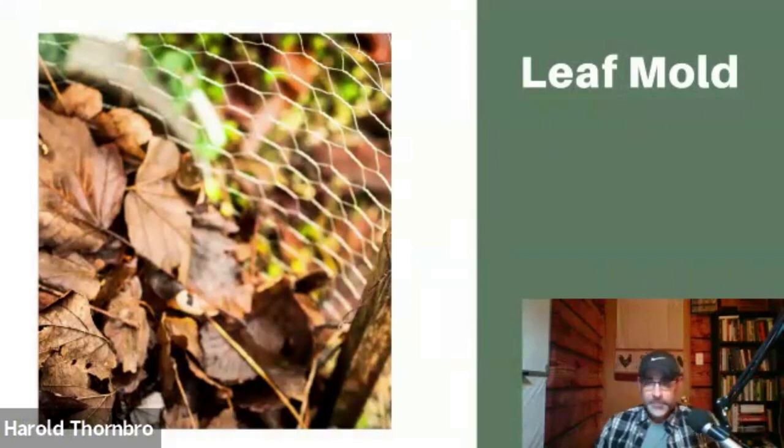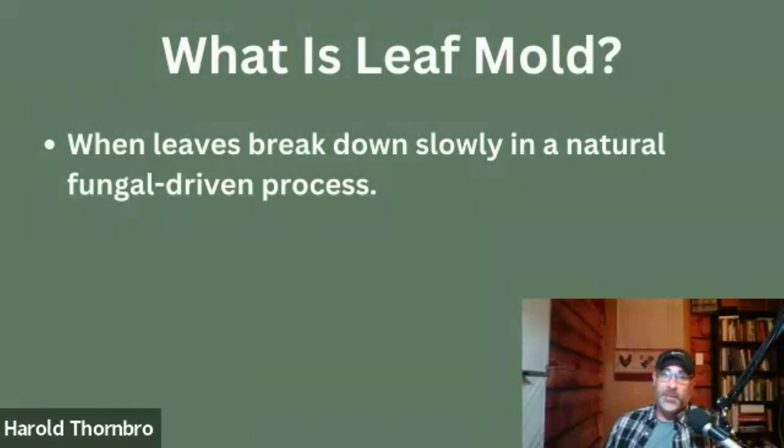Leaf mold is another thing you can do to close the loop on your soil fertility. Making leaf mold is super, super easy. What is leaf mold? It's when leaves break down slowly in a natural fungal driven process. When you add leaves to your compost pile, you're breaking them down in predominantly a bacterial driven process really fast. But when they break down in a fungal driven process, it makes a completely different animal. It does have some microbial activity, but it's mostly fungal activity.